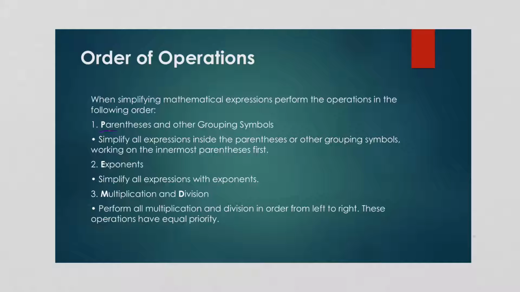So number 1, first thing you do is parentheses and other grouping symbols. Grouping symbols could be a fraction bar. That's a grouping symbol. That means you would do the stuff on top and then divide by the stuff on bottom. Absolute value bars are also considered a grouping symbol. Parentheses, brackets, these are all things that could be considered grouping symbols.